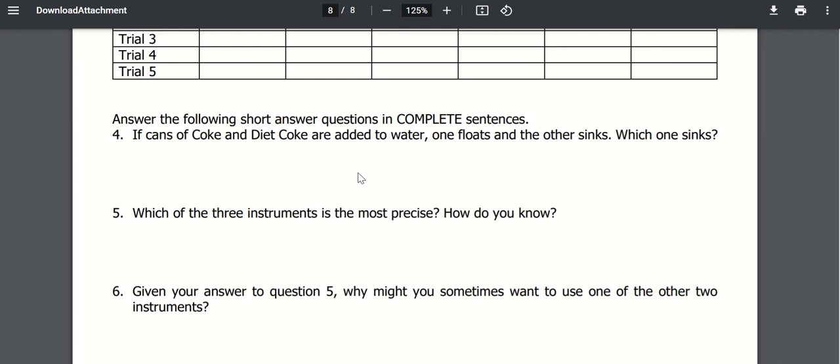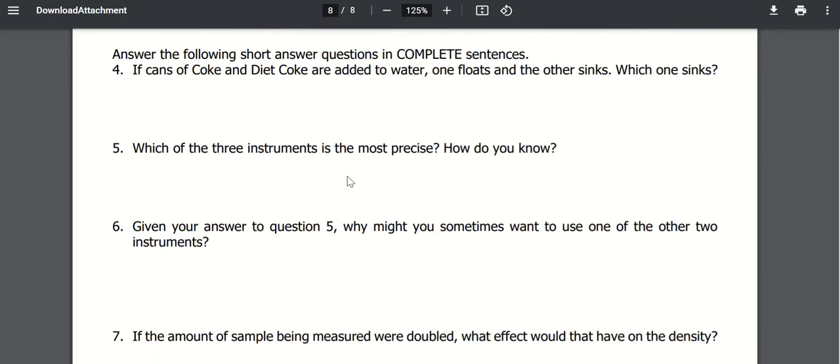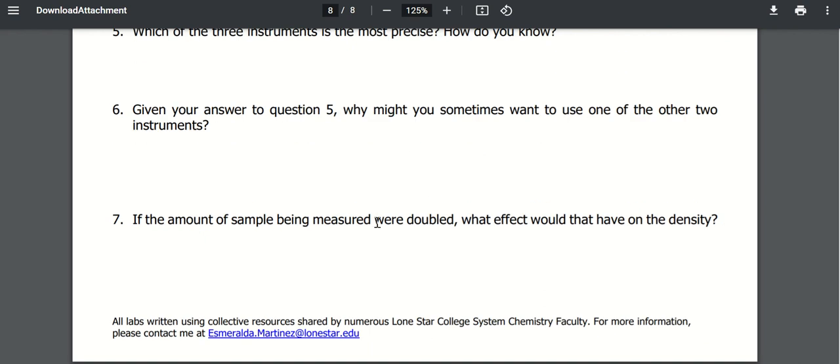And then you will answer the following questions in complete sentences. Notice I capitalized complete because I really want you to practice that scientific writing.